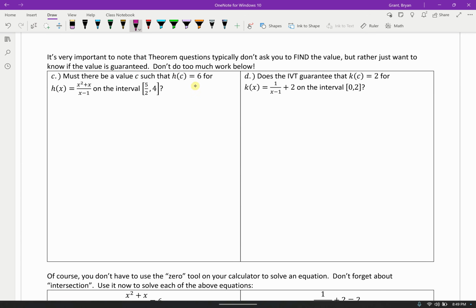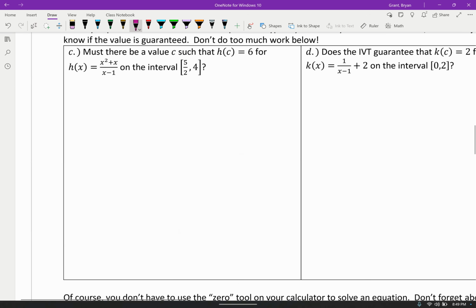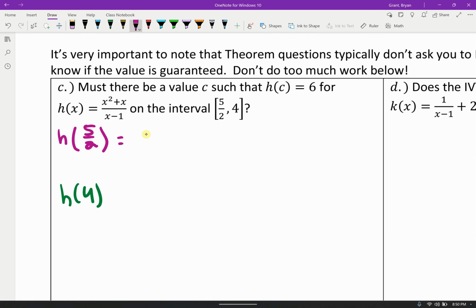So must there be a value c such that h of c equals 6 on this interval? Okay, well, let's think about this. The first thing we want to do is find the values of the endpoints. That's what we did before, right? We found h of 5 halves, and then we're also going to have to find h of 4. Now, h of 5 halves without a calculator seems pretty obnoxious, but I think we can do it. We just substitute 5 halves in for all the x's, and let's see what we end up with.